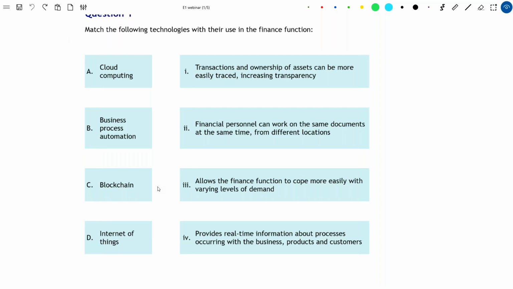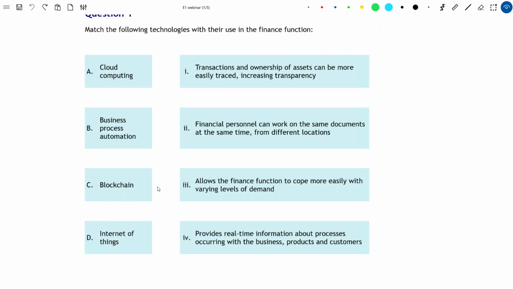Now, a good next step in a matching question is to look at all the different options that we've got, so these ones down the side here on the left. In this case, we've got these digital technologies, so we need to identify what they are and have a think about how they could be used in the finance function before we look at the options, because then when we get to the options, we have a good idea of what we're looking for.